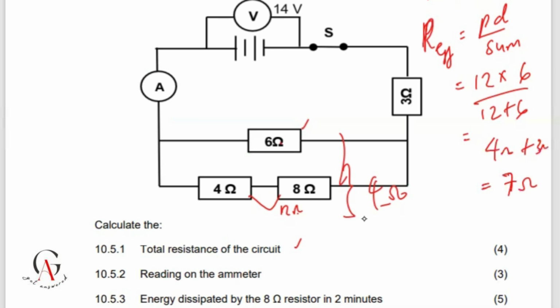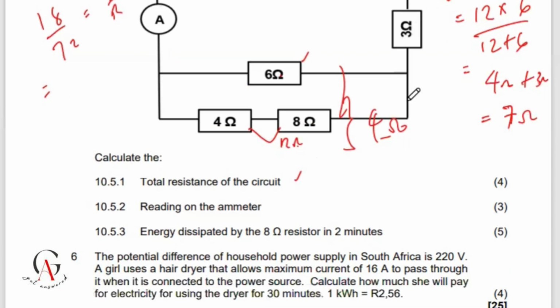Alternatively, you can break this up and say 1 over 6 plus 1 over 12 must be equal to 1 over R. You'll have to do your fractions nicely so that you have 18 over 72 is 1 over R. And then you bring about the multiplicative inverse of that, which must give you that. And then you add the 3 as well.